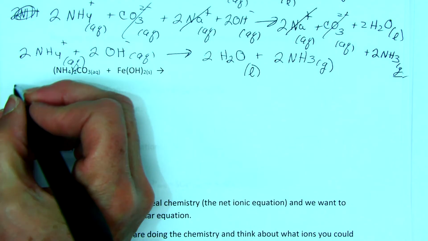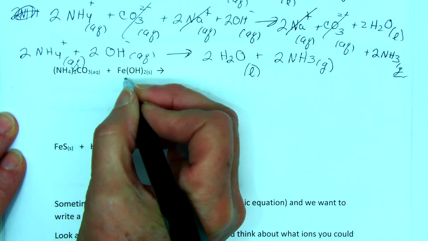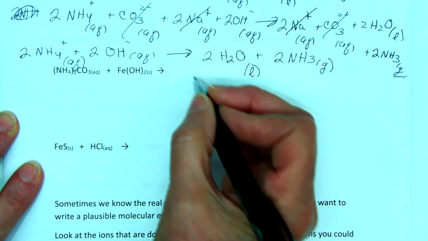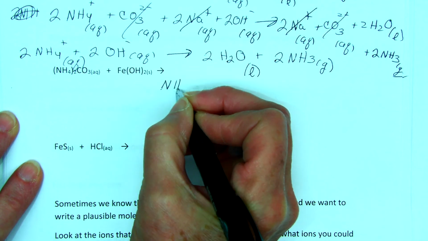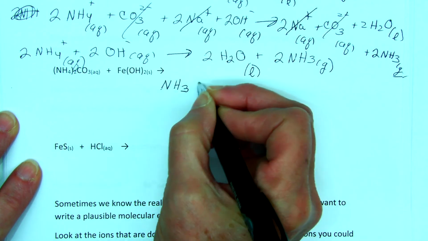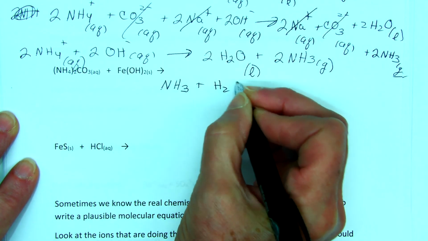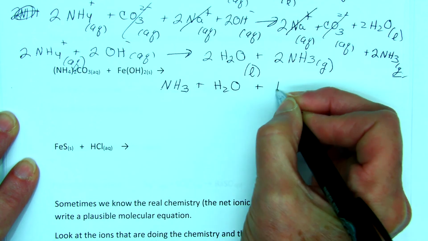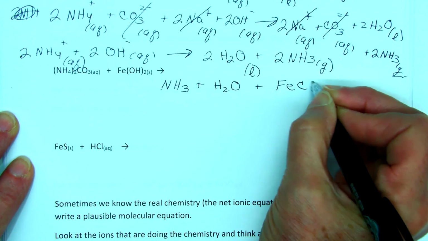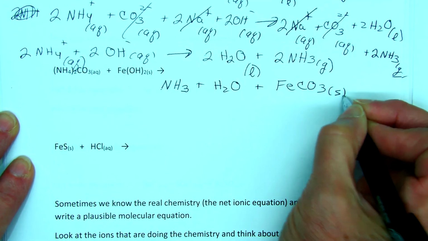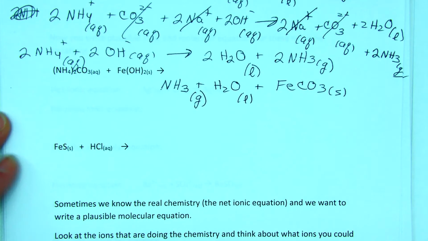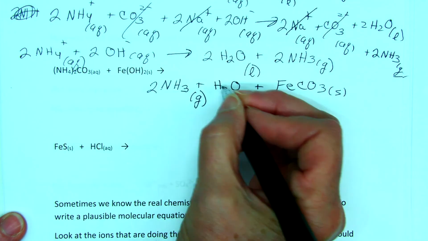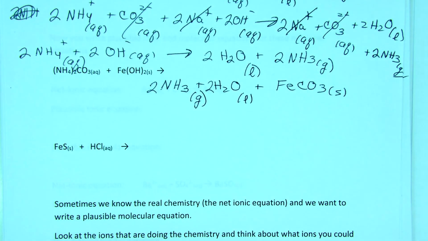Ammonium carbonate, again, this reacts with iron 2 hydroxide, and we get ammonium hydroxide, which gives us ammonia plus water, and we get iron carbonate solid, iron 2 carbonate. So that's a solid, water's a liquid, ammonia is a gas. We have to make sure the equation is balanced, so I get 2 ammonia and 2 waters.